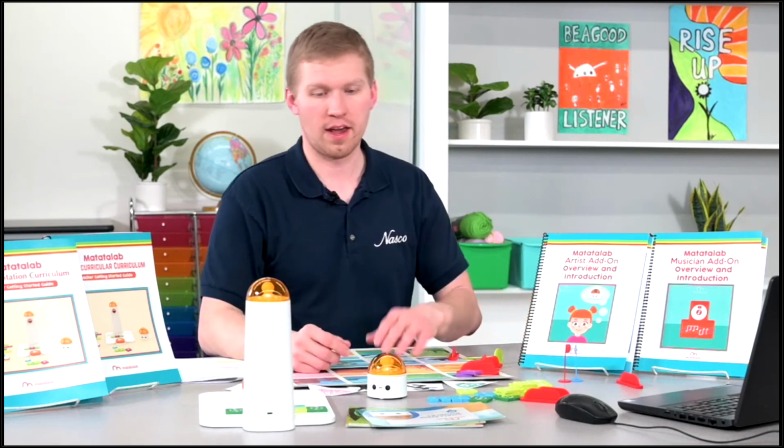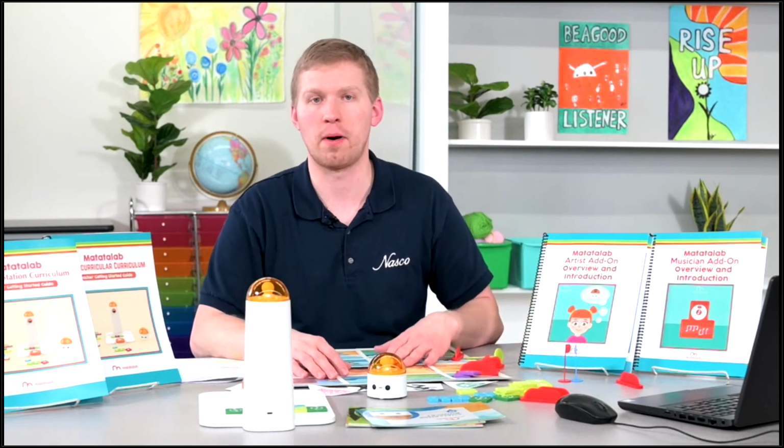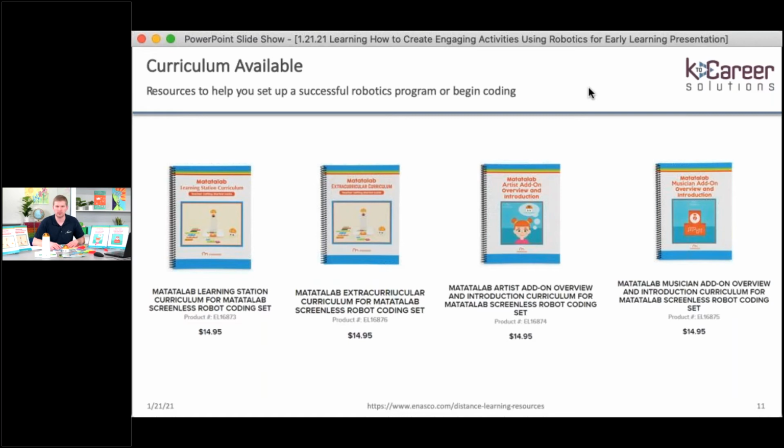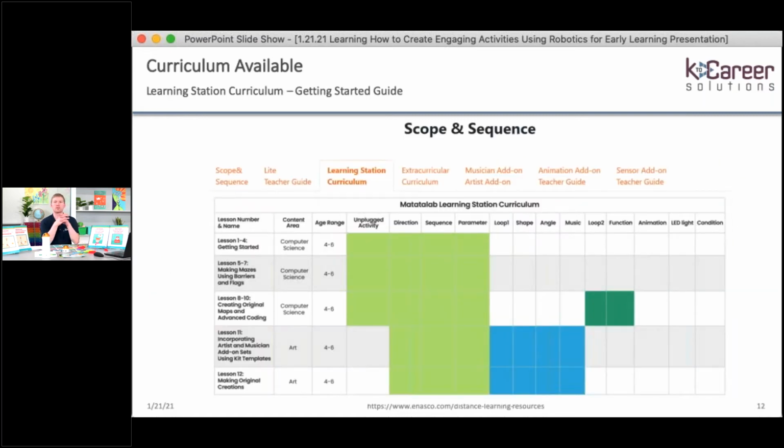All right, if we go to the next slide, we're going to talk about the other add-ons and the pricing for those. Actually, no, sorry, the scope and sequence. For these guides, each one has a scope and sequence of the different materials they're going to cover. In this case, this is focusing on the learning station curriculum, the learning station being this station where you have all the different blocks. This is everything that it covers. They have the scope and sequence for each of those different curriculums, so if you are interested, I can send you those.